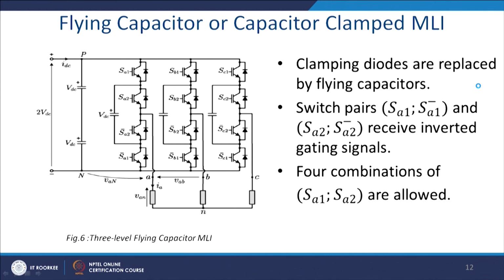Now, this is the actual circuit of the realization, and we shall continue with this circuit in our next class, and we shall discuss what the advantages and disadvantages of this flying capacitor multi-level inverter are. Why it is called flying, that also will be explained. Thank you.